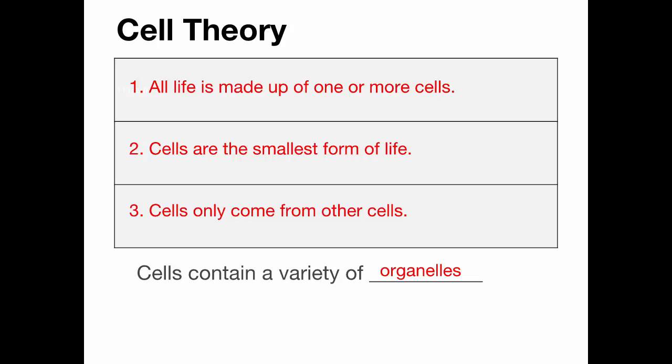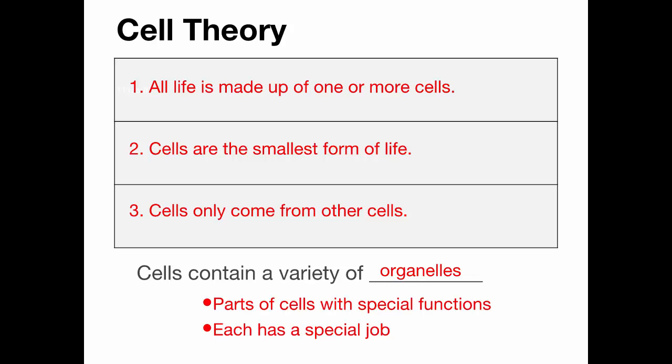Within a single cell, there's a bunch of smaller parts. And each of these smaller parts has a job to do to allow the cell to function. So these small things, we call them organelles. They're parts within a cell that have a special job and a certain function. And we're going to be spending the rest of today describing some of those organelles, these parts that are within a cell.